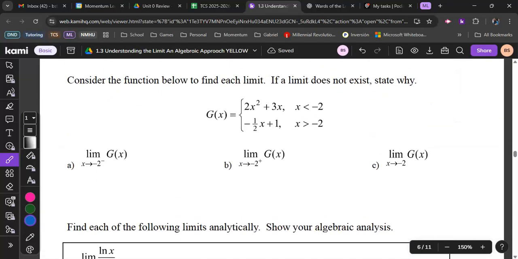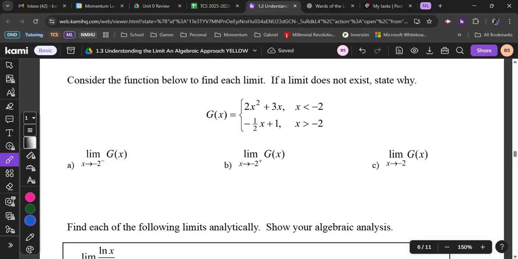Let's do the next one, piecewise function. All right, consider the function. We're going to find each limit. If it doesn't exist, state why. We already know why: left side doesn't equal right side. Okay. The limit as x approaches negative 2 from the left. Which of the three equations should I be using? The first one. Why? You're approaching from the left.